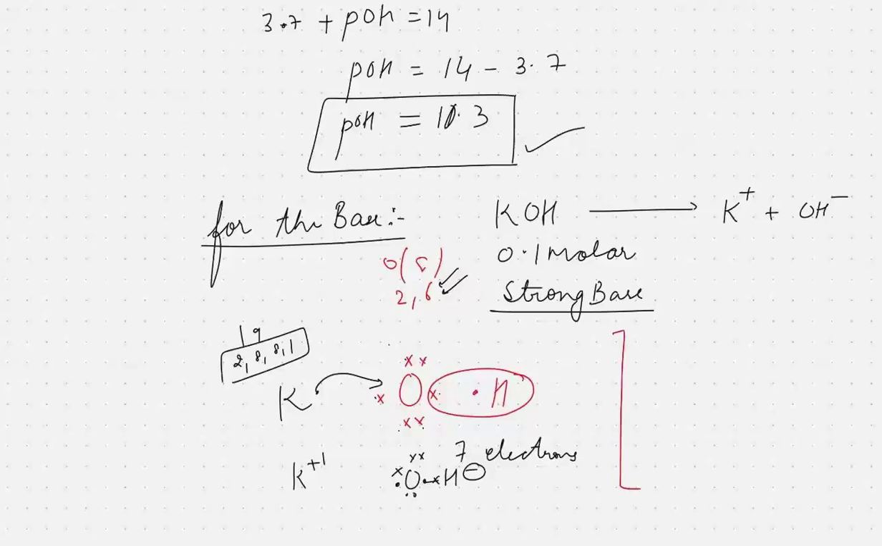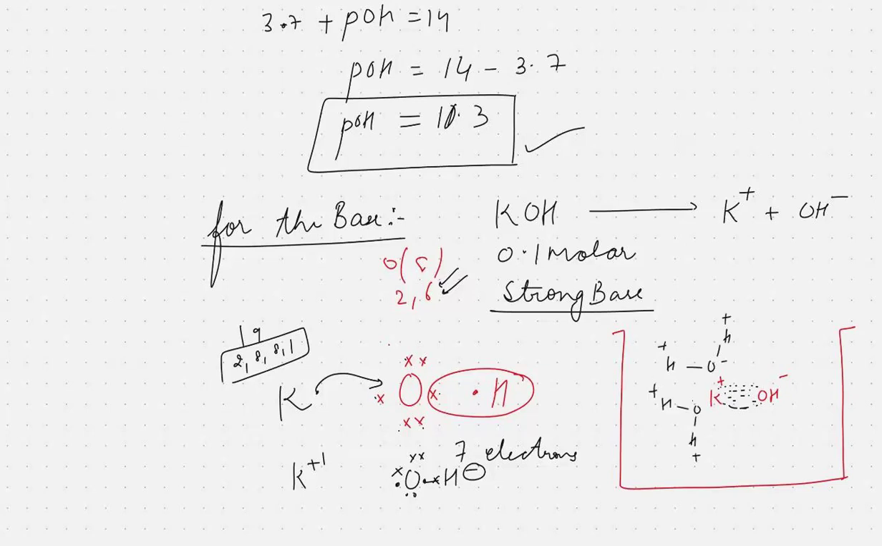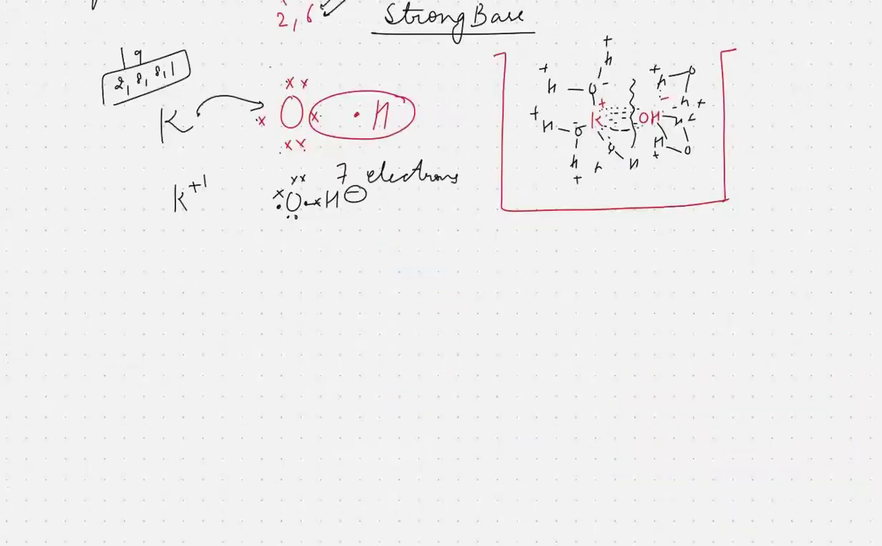So if I have this beaker and I have K plus and OH negative, they have this attraction. Now, if you put it in water, you know that water has negative charge on O, and that is going to pull K plus away. Similarly, H of water has positive charge, and it is pulling OH apart. So KOH breaks down.